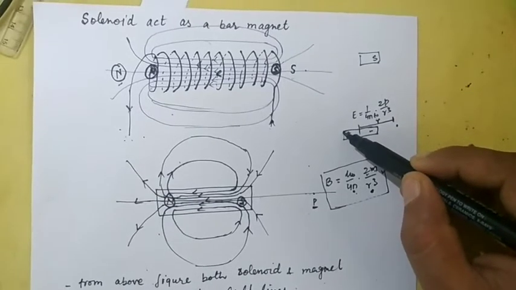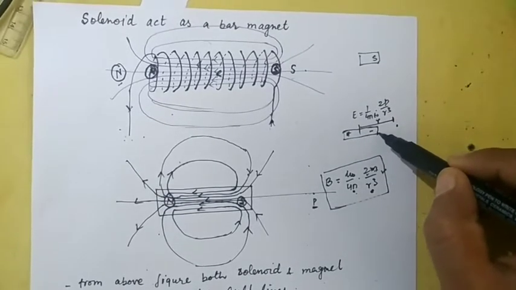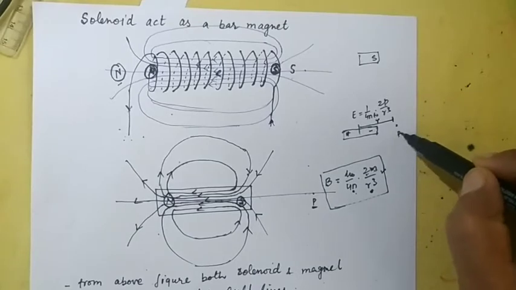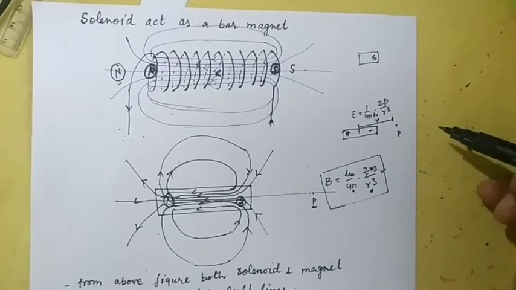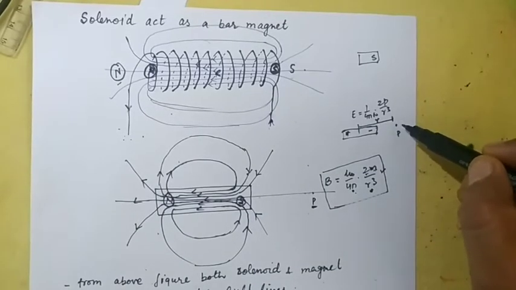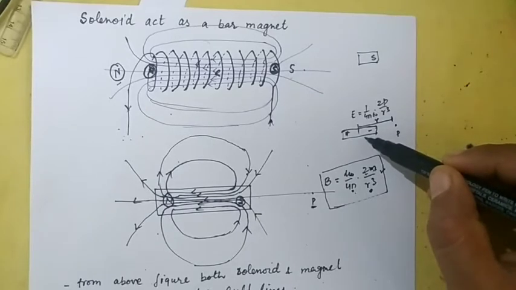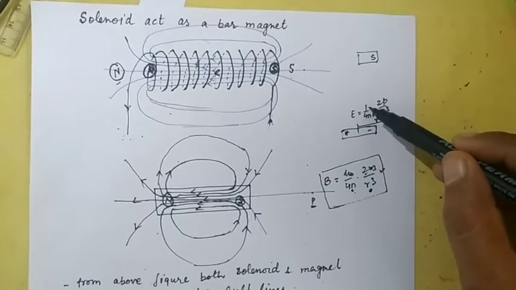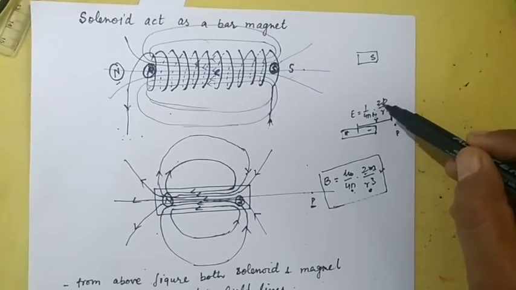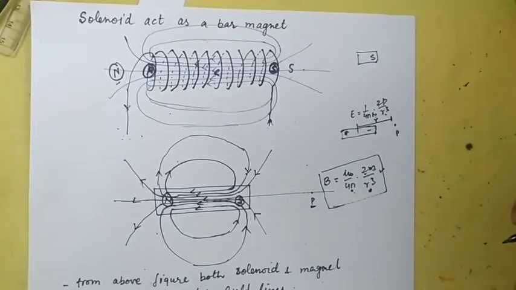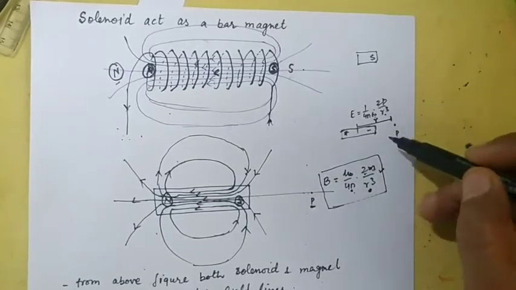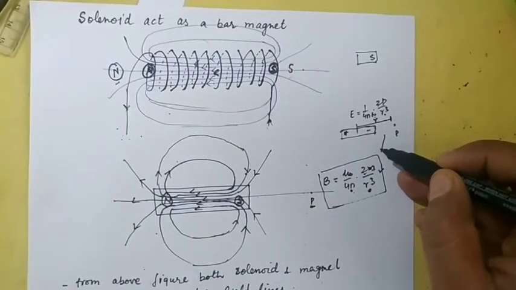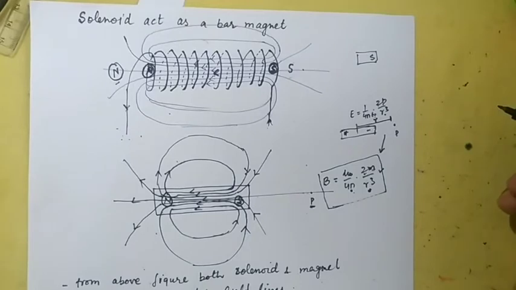That is, we know that in electrostatics, if you have a dipole and this is your point P, which is at a distance r, when r is very much far away from this dipole, then the electric field is equal to 1 upon 4 pi epsilon naught, 2p divided by r cube. So similarly, we have applied the similar relationship for the case of the magnetic field.